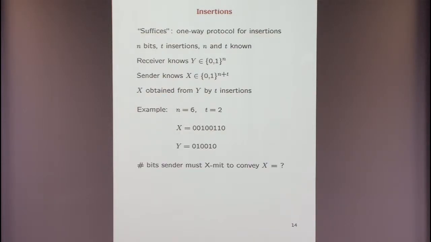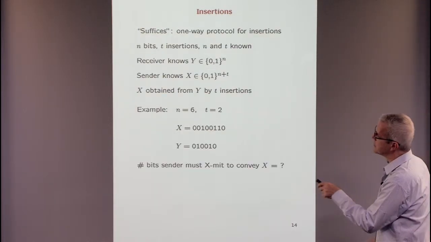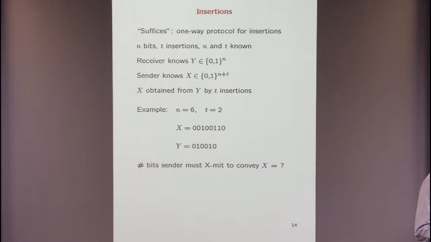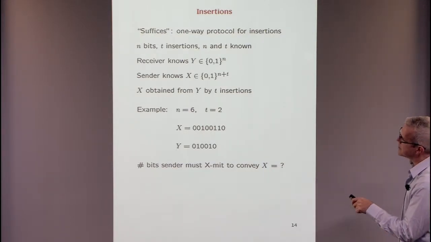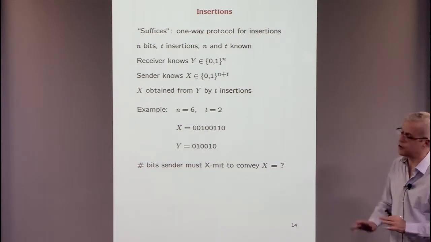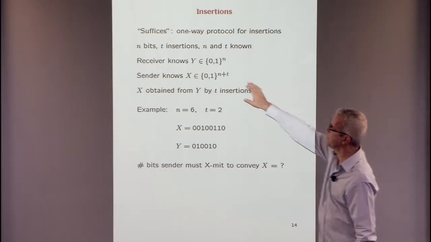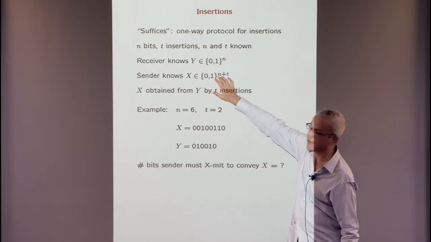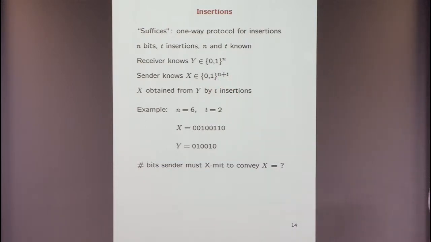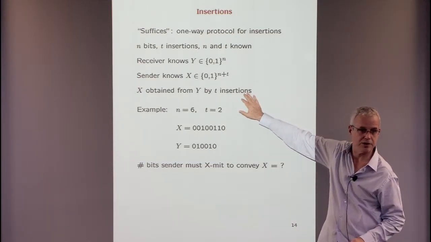Right. So in some sense that I will not describe, but it's fairly accurate, it suffices to consider the following simple problem, which is finding a one-way protocol for insertions. So what is the problem? Imagine that each of us has roughly n bits, and there are t insertions, and n and t are known in advance. The receiver knows a sequence y of length n, and the sender knows a sequence x of length n plus t, because it was derived from y by t insertions. And the two sequences are such that x can be obtained from y by t insertions.